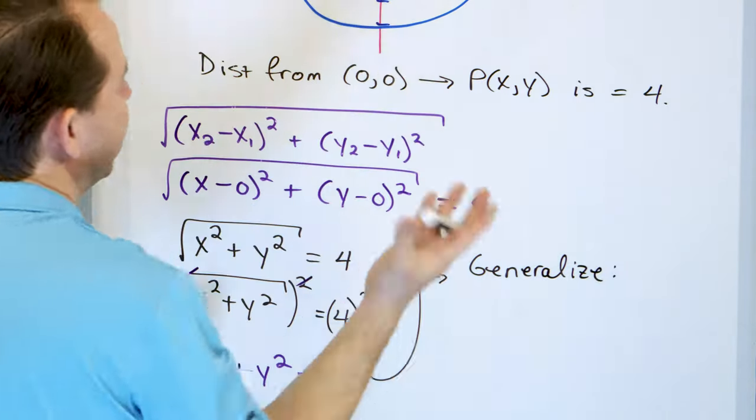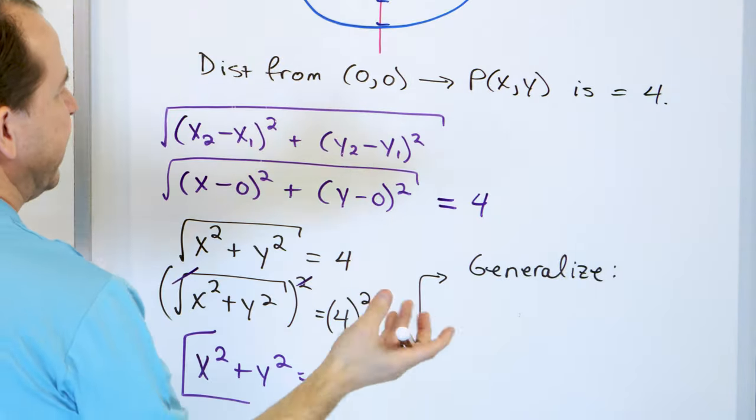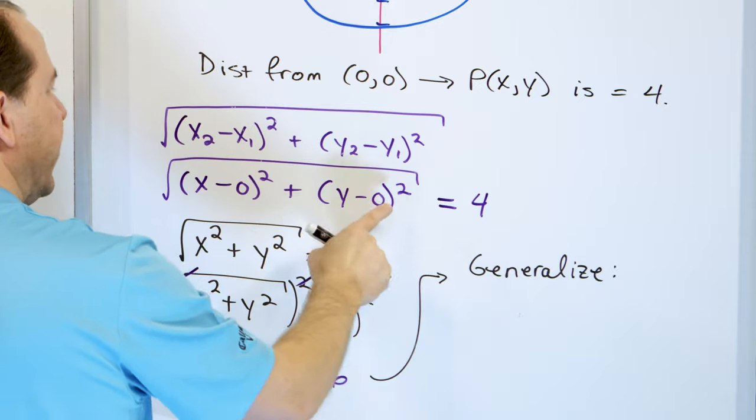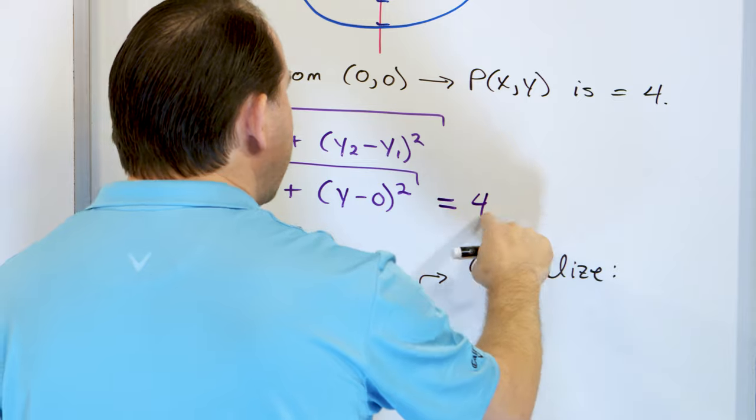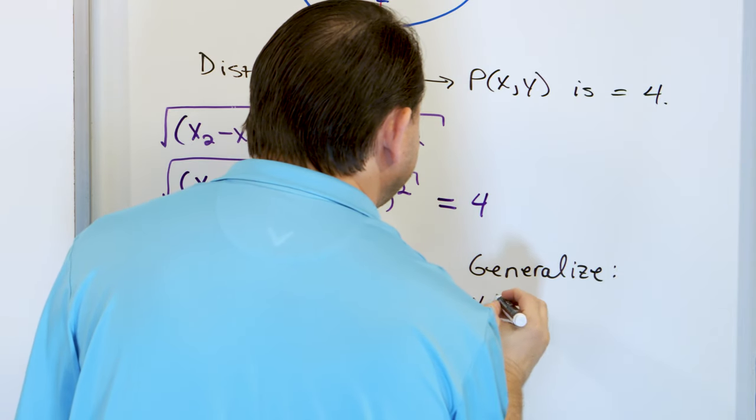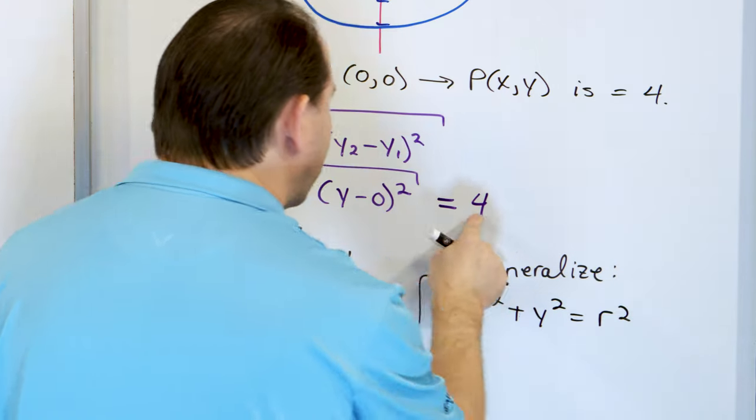Because we drew this circle with a radius of 4, but we know if we make the circle bigger or smaller, the only thing that's really going to change is the distance formula. We're going to change what's on the right-hand side. So even if you make it a generic r, all you're saying is that a circle has the general form of x squared plus y squared is equal to the radius squared. That's all we did on the right-hand side.